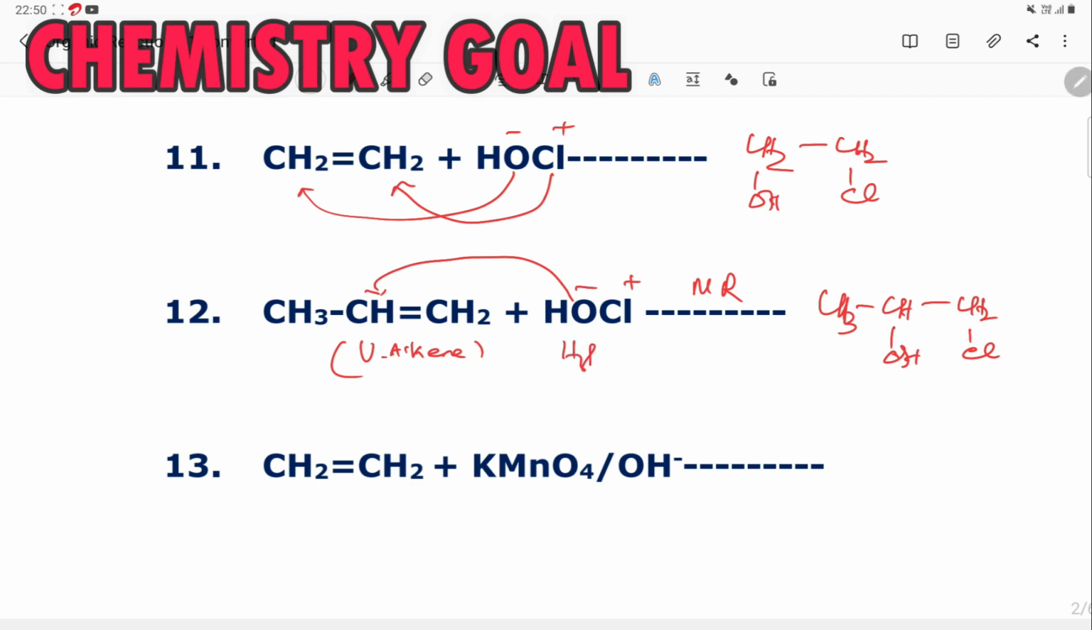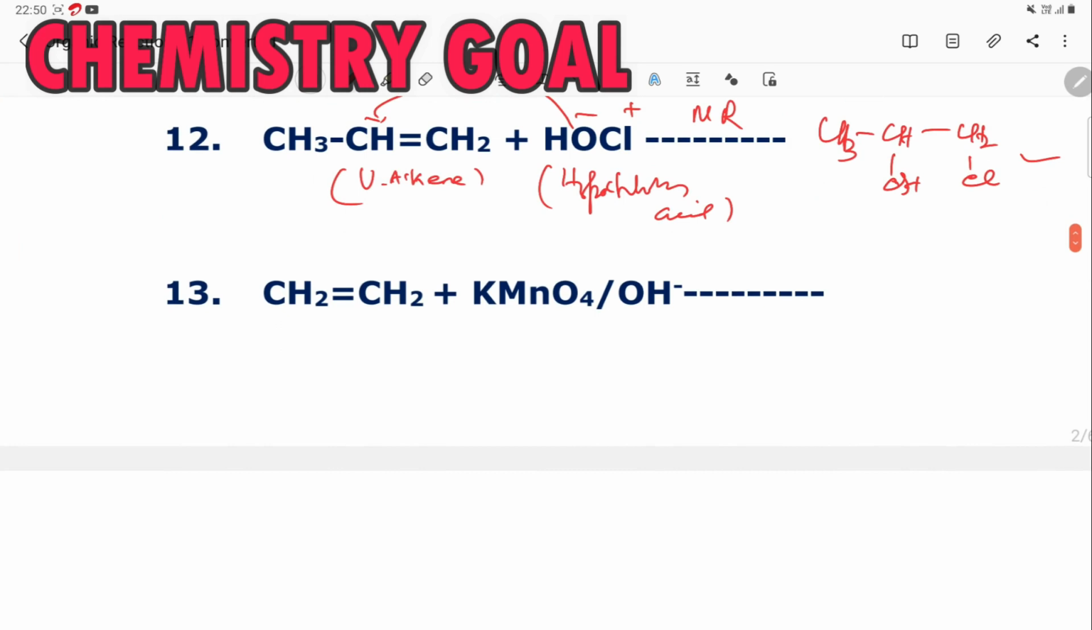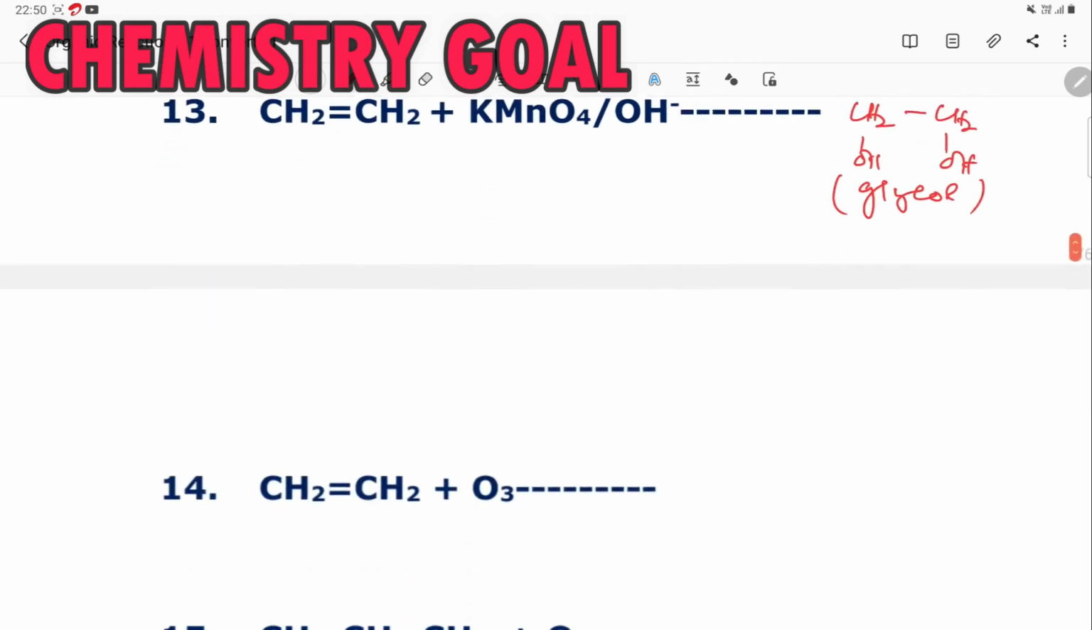It is called hypochlorous acid. The product is a substituted hydroxy halo compound. Then here it is the oxidation reaction of ethene forming glycol, CH2OH-CH2OH. This is called glycol, ethylene glycol.